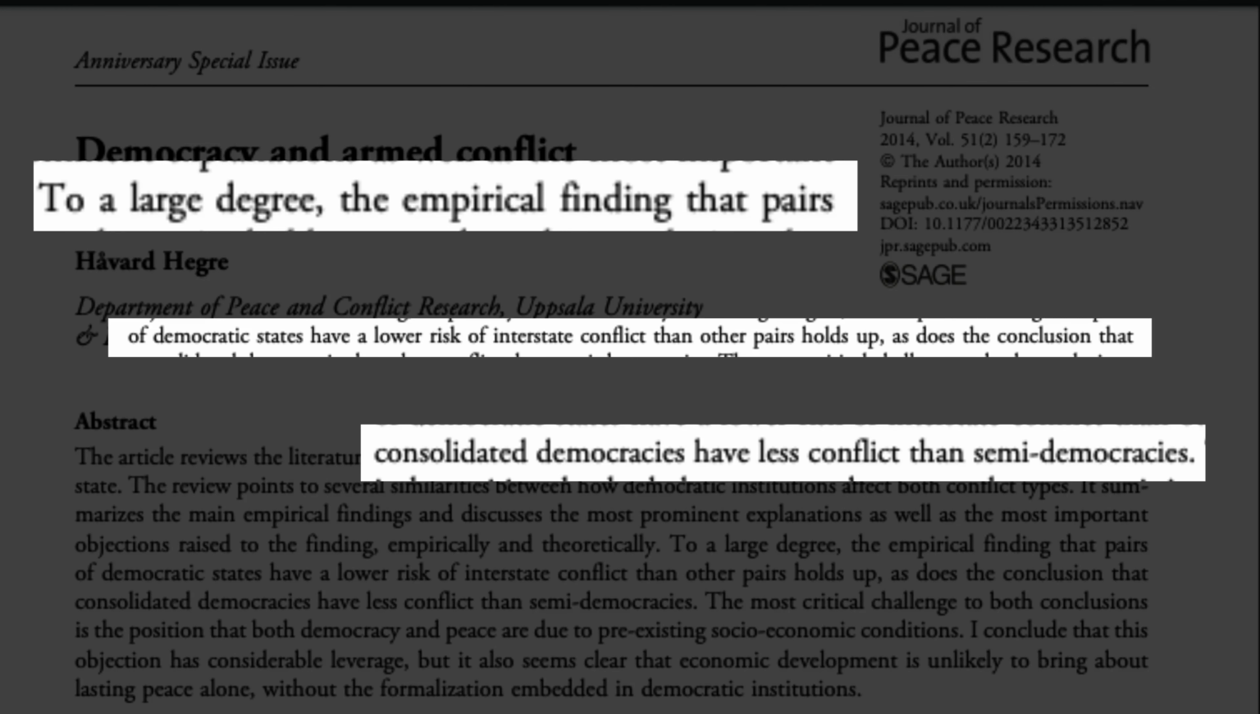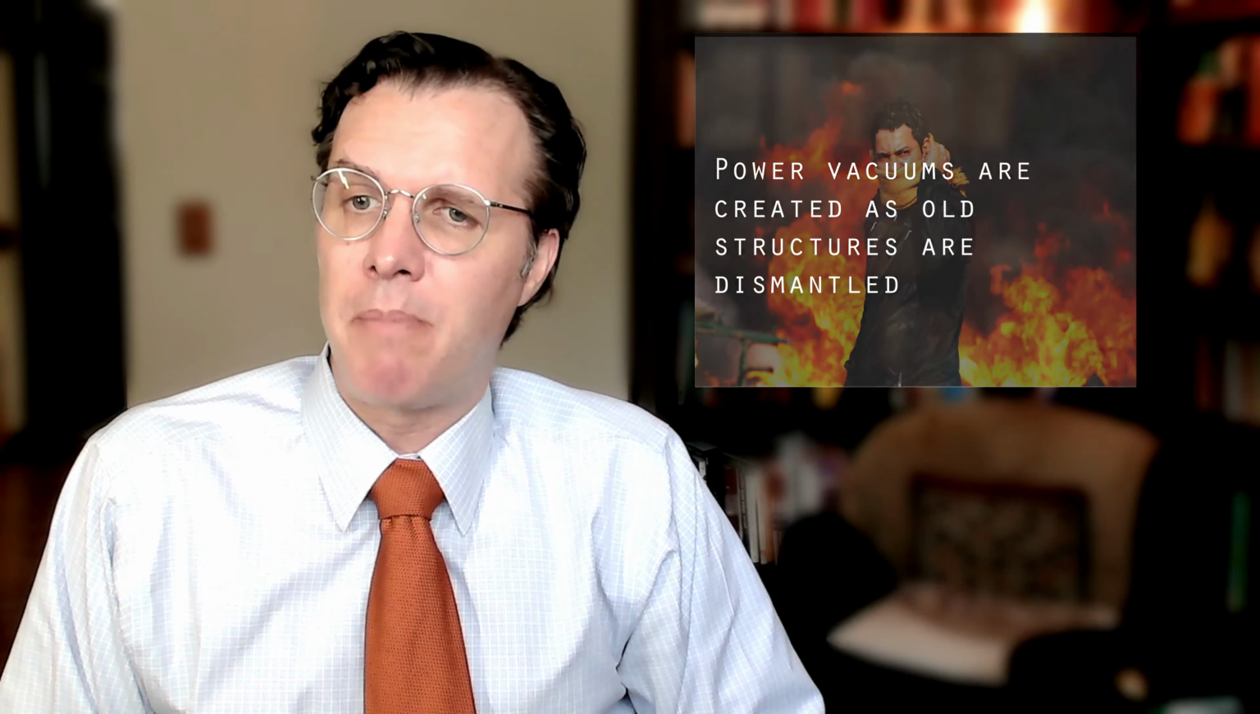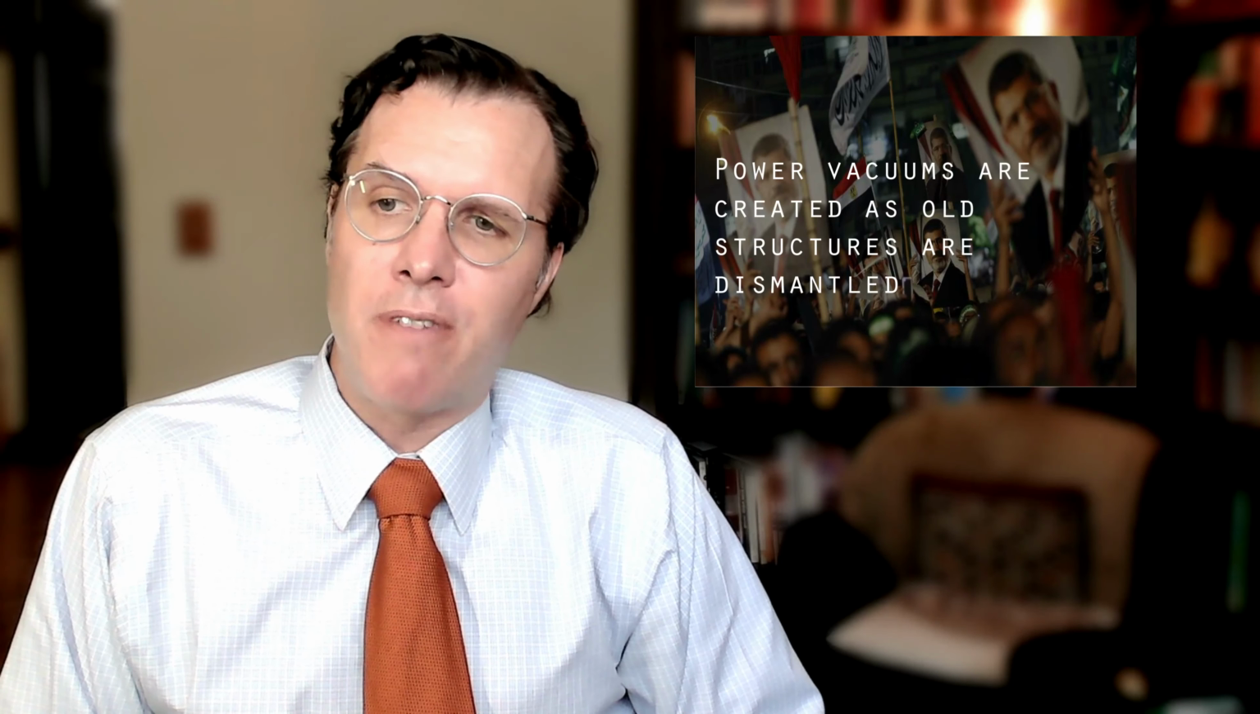But the problem with revolutions, even ones that tend to install democracies, is that they are inherently unstable. What happens after a revolution is that power vacuums are created as the old power structure is dismantled and destroyed, and they need to be replaced with something. Unfortunately, they're often replaced by undesirable parties, and as a result, revolutions often fail to live up to their ideals.